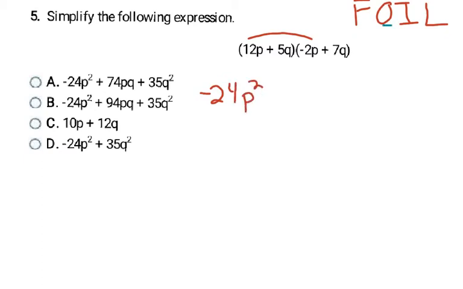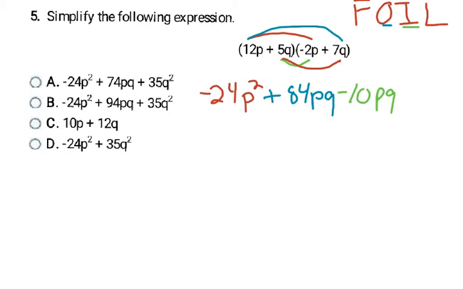And then I'm going to do my O, which is my outer terms. So I'm going to take 12p times 7p, and that's 84pq. And then I'm going to do my inner terms, that's the I, so I'm going to take 5q times negative 2p, which is negative 10pq, putting the letters in alphabetical order. And then I'm going to do my last terms in both sets of parentheses, so 5q times 7q, which is 35q squared.